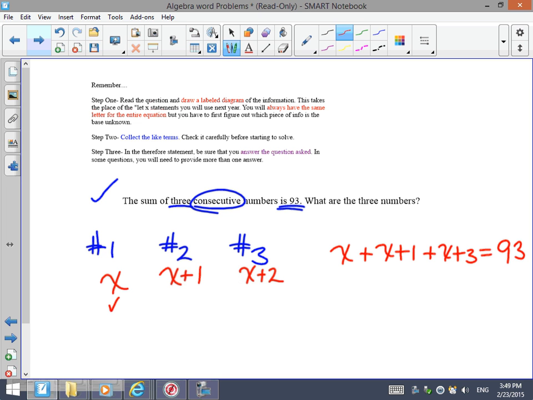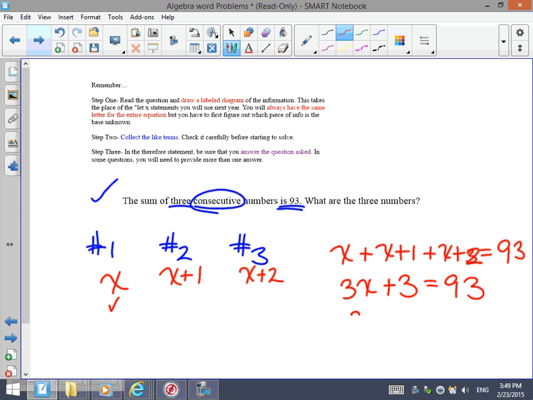The first thing I have to do is collect my terms. I count up all my x's there. I see that there's 3x. I group all my numbers together. Oops, sorry, that is a mistake. That should say 2. Anyhow, I add up all my numbers. I see that there's 3, and it's equal to 93.